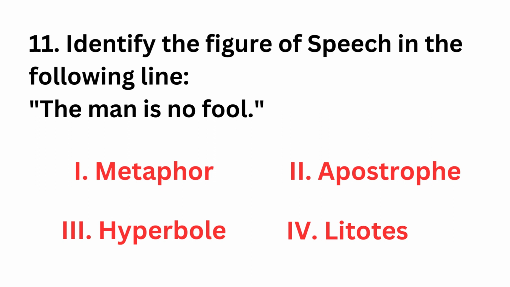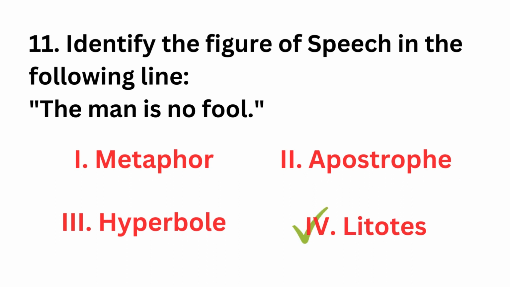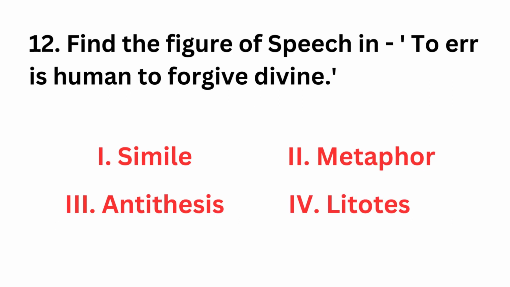Whenever we give a negative statement in order to put stress on a statement or a sentence, the used figure of speech is called litotes. So the correct answer is litotes. Next one, find the figure of speech in to err is human, to forgive divine. So we have already taken this sentence.